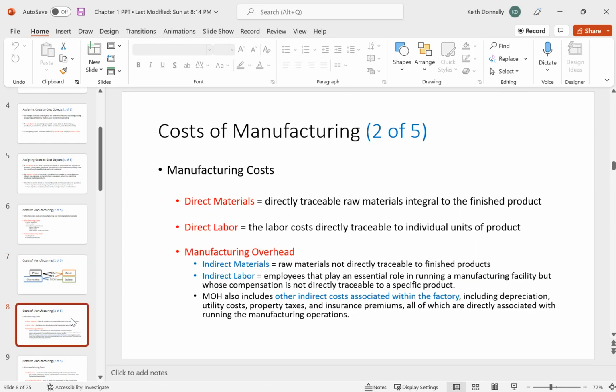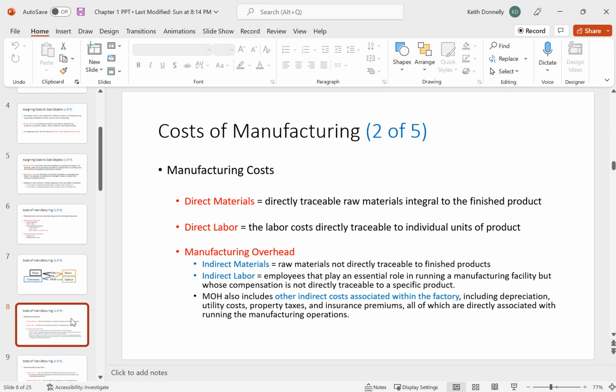So in manufacturing costs, right, we said there's kind of three components to it. There's direct materials, there's direct labor, and then there's manufacturing overhead. Direct materials are basically directly traceable raw materials that are integral to the finished product. So let's imagine, right, that we had a pizza shop. We'll kind of keep it simple here, right? We make pizzas. That's what we're manufacturing. In that case, our direct materials might be like our cheese, our flour, right? Our water that we use to make the dough.